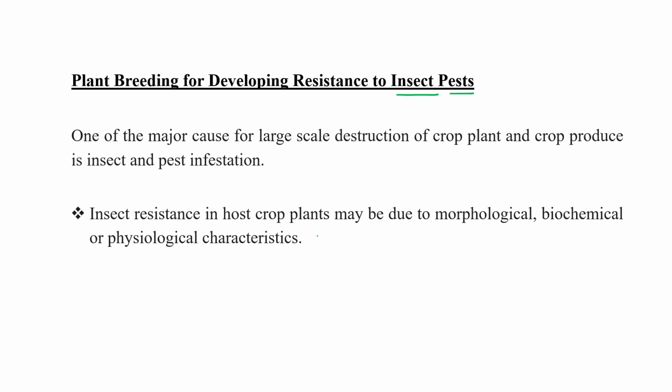Insect resistance in a host crop plant: if some variety, some cultivar, shows resistance, that resistance is because of a certain kind of modification. Maybe it is at their morphological level, or their biochemical level, or physiological level. They have a certain characteristic which is not suitable for that particular pest. That type of variety shows insect resistance.